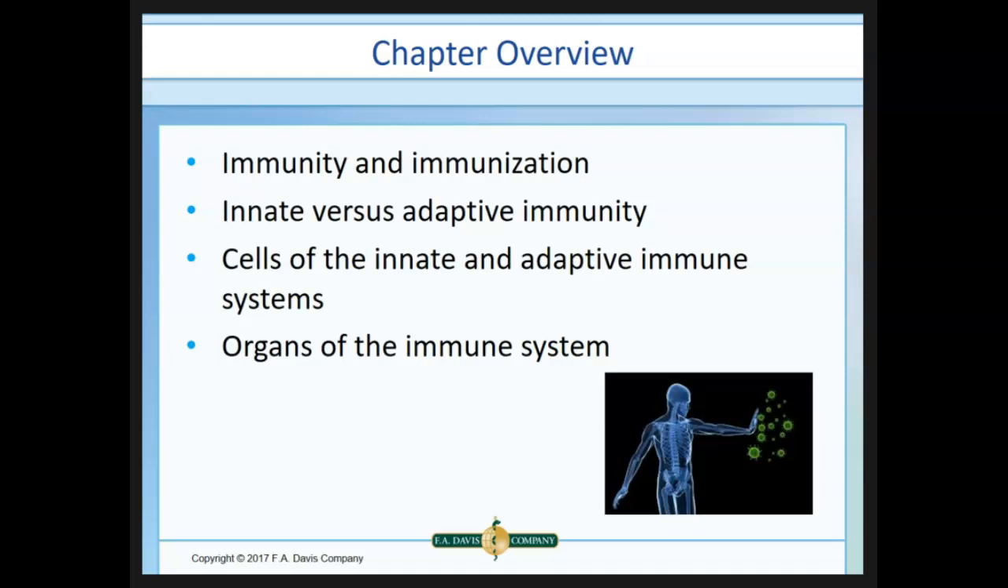We're first going to be talking about immunity and a little bit on immunization. Toward the end of the course, we will discuss more about immunizations. We're going to cover innate immunity versus adaptive immunity, and so don't get overwhelmed already. We're going to define those terms. We're going to discuss the cells of the innate and adaptive immune systems, which ones are shared, which ones are different, and then the organs of the immune system.